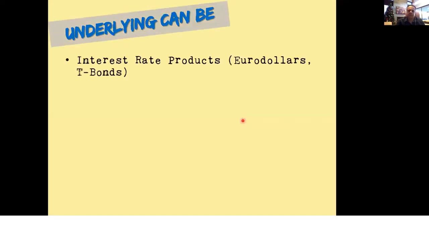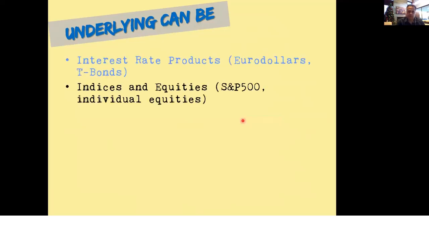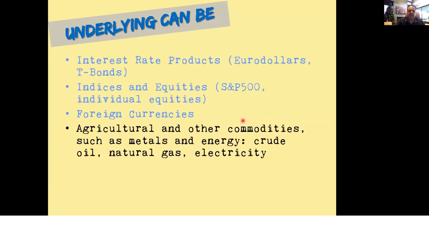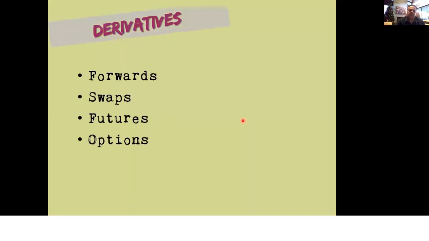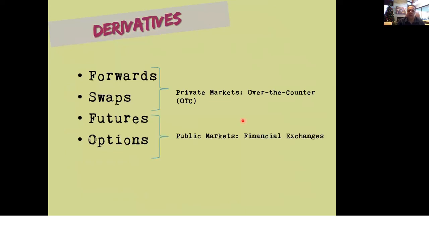So the underlying can be any interest rate products. You can have indices, equities without dividends, with dividends, and so on. You can have currencies, and you can have many types of commodities, and even some weather metrics such as rainfall and snowfall and so on. So we will analyze basically four derivatives: forwards and swaps on the private markets, and futures and options on the public markets.